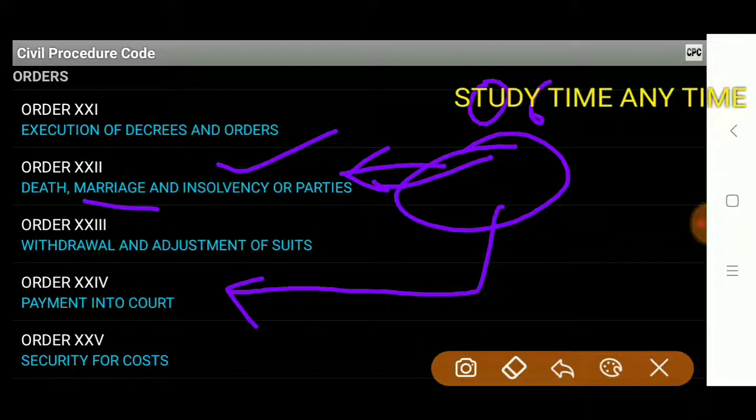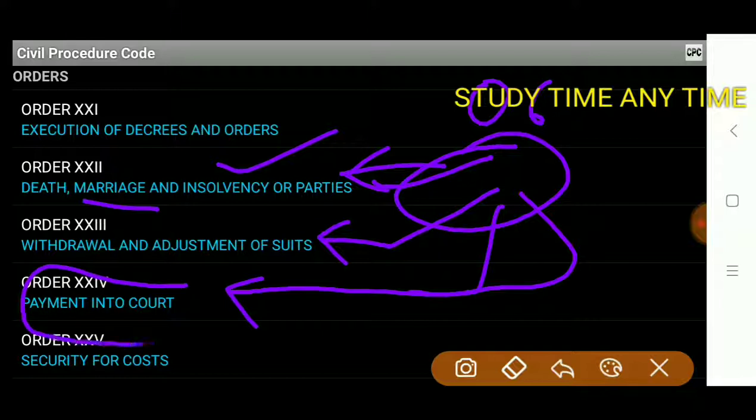So next is Order 23, that is withdrawal and adjustment of suit. There is power given by the court. The plaintiff can withdraw the suit at any time. Then Order 24 is payment into the court. If there is any payment that is to be made in the court, then it can be made in the court under Order 24. And last is the 25th, security for the cost.